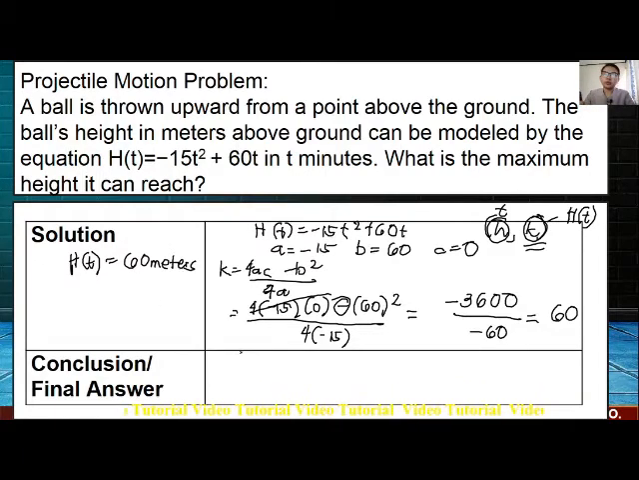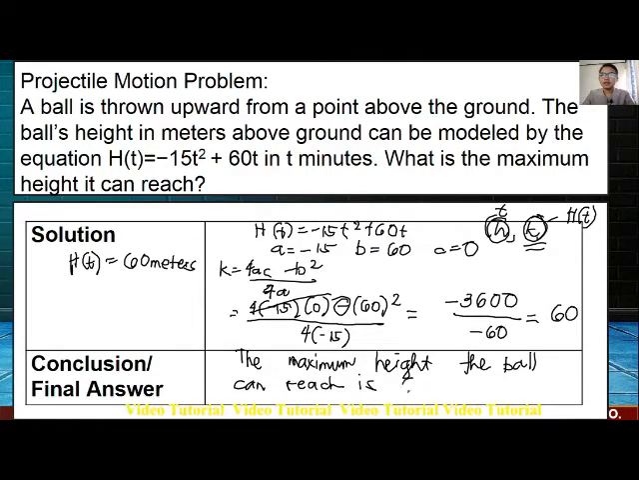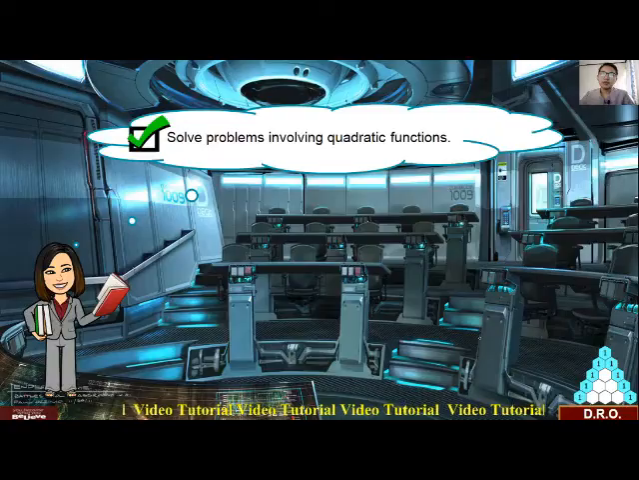For the conclusion, therefore, the maximum height the ball can reach is 60 meters. So that's all for our discussion on problem solving. We have solved number-related problems. We already have solved revenue problems and then projectile motion problems. So we have already achieved our most essential learning competency.